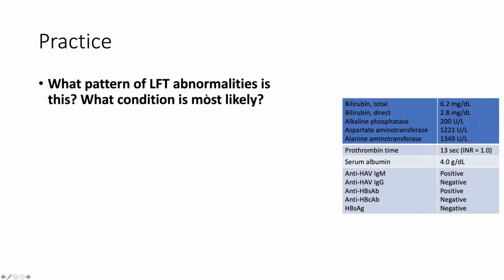Do you want to take a shot at this? So what pattern of LFT abnormalities is this, and what condition is most likely? Would we first look at, I guess, the ALT? So that is going to be 1349. And then I guess that would be high. And so with the ALP at 200, so let me do that real quick. And then multiply that by 3.5, right? So 23, which is greater than 5. And so that would signal me towards an intrahepatic. Perfect. Yeah, exactly.